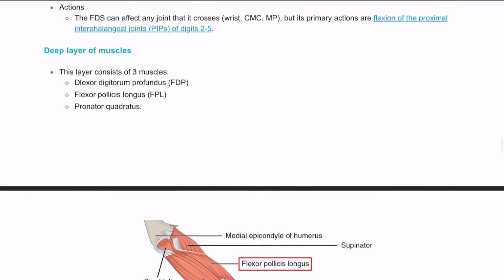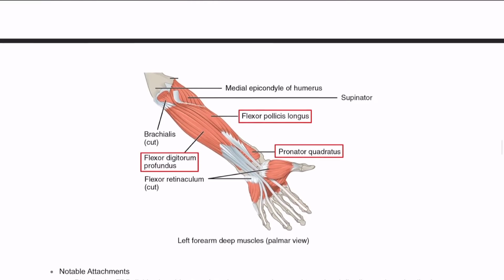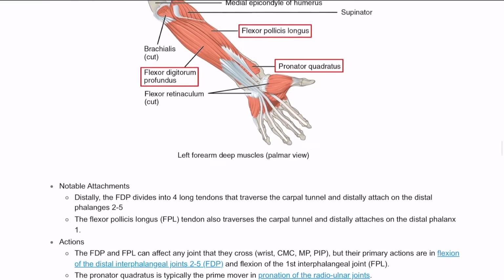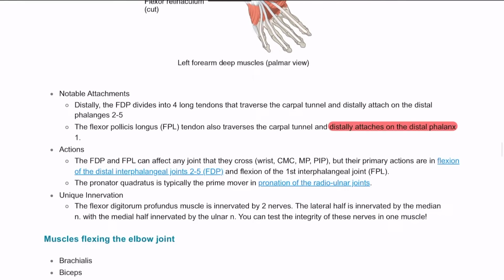And the deep layer will contain the flexor digitorum profundus and the flexor pollicis longus, and also the pronator quadratus. Again, digitorum profundus will come from the common flexor origin, which is the medial epicondyle, and the flexor pollicis longus tendon traverses the carpal tunnel distally and attaches to the distal phalanx of the thumb from obviously the palmar surface.